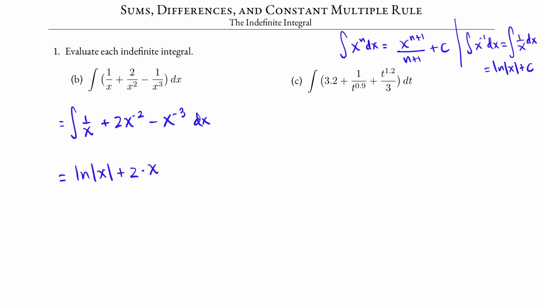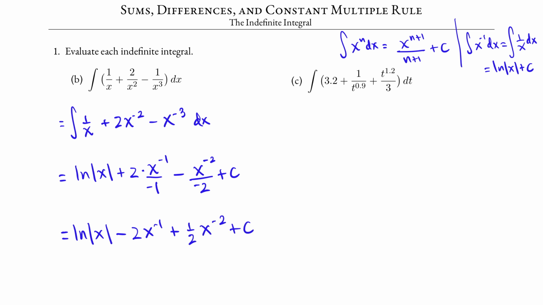Negative 2 plus 1 is negative 1, and divided by the new power. Minus x to the negative 3 is a power, so we add 1 to the power. Negative 3 plus 1 is negative 2, and divided by the new power. Don't forget a plus c. Simplifying this, we have ln of the absolute value of x, minus 2 x to the negative 1, plus 1/2 x to the negative 2, plus c.